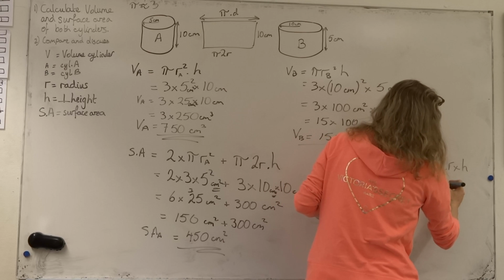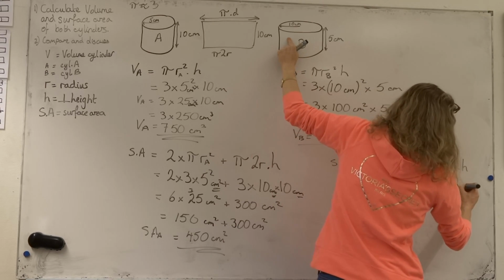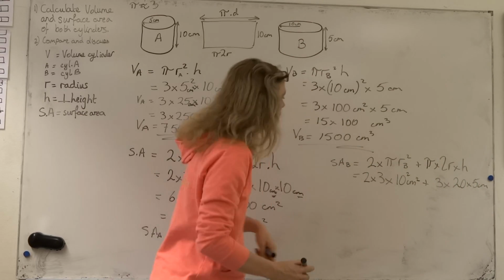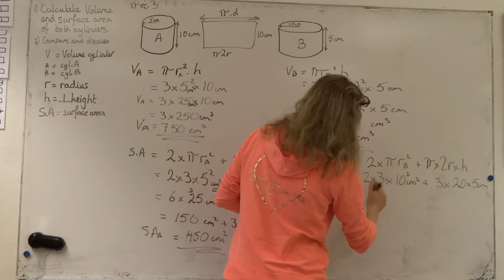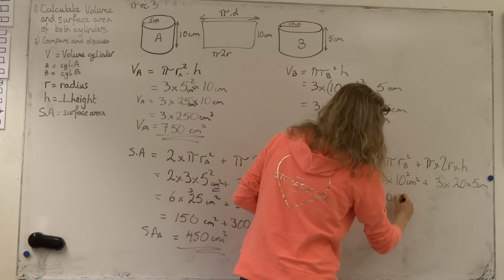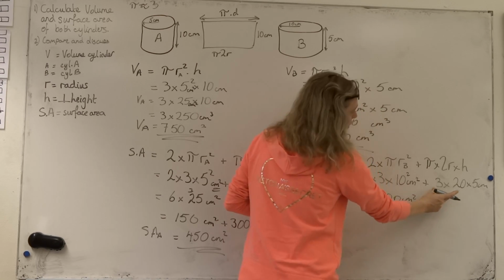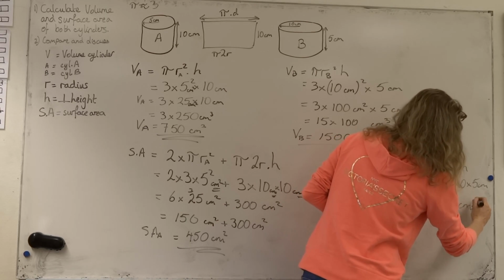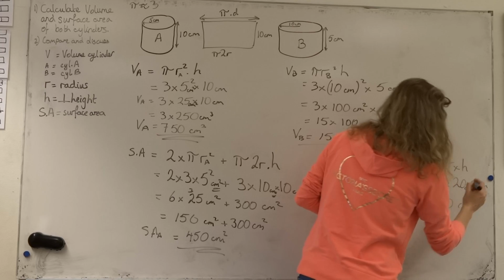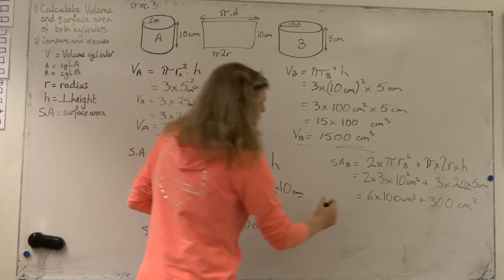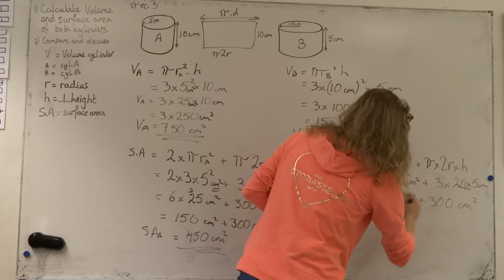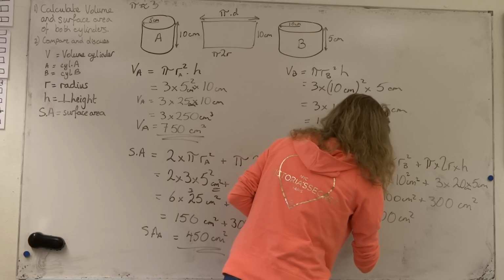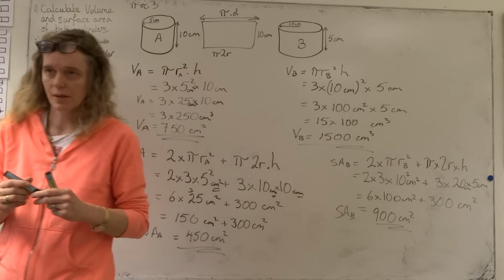plus 3 times, the radius was 10, so the diameter is 20, times 5 centimetres was just the height. So here we get 6 times 100 plus 20 times 5 is 100, 300 centimetres squared here. And that's going to give us 600 plus 300, 900 centimetres squared. So the surface area of B is going to end up to be 900 centimetres squared.